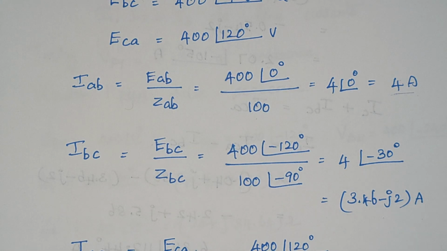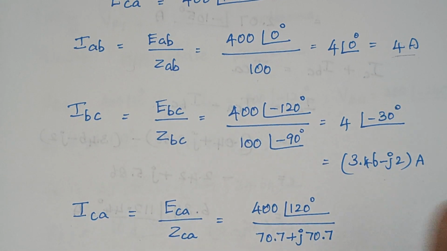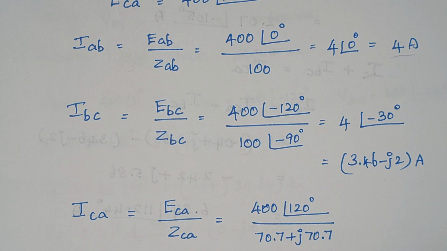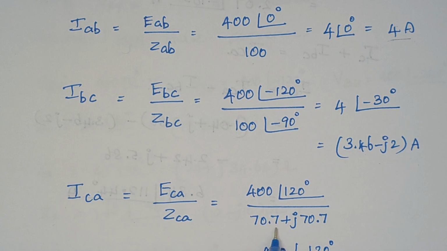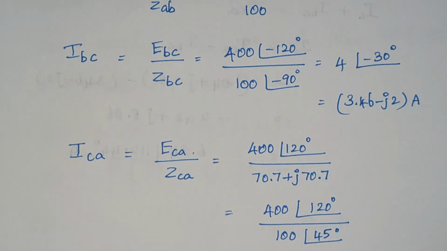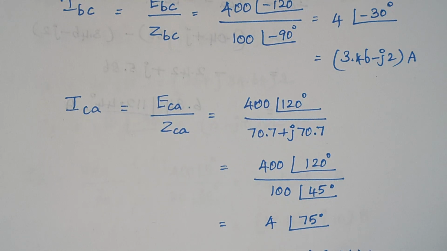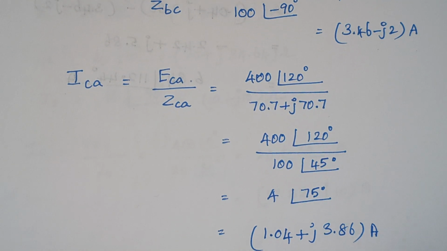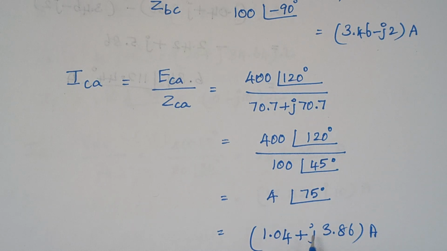And finally, ICA. ICA is given by ECA by ZCA. Here the value of impedance is 70.7 plus J70.7. So just substitute the values and the value of ICA is given as 4 with an angle of 75 degrees, and in rectangular form it is 1.04 plus J3.86.